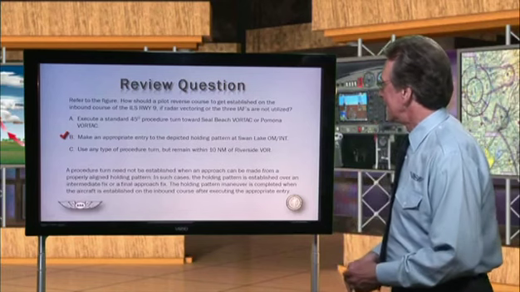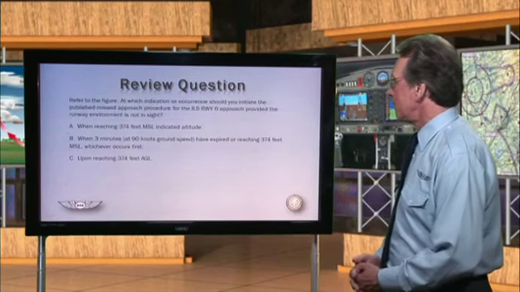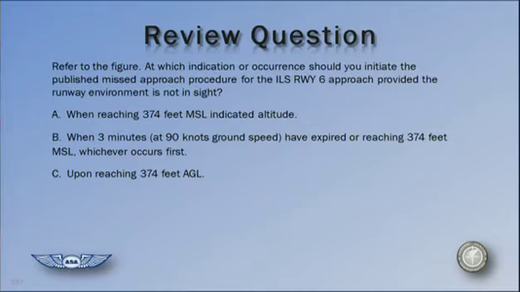All right, moving along to yet another question. Again, referring to some figures. At which indication or occurrence should you initiate the published missed approach procedure for the ILS Runway 6 approach, provided the runway environment is not in sight? Which of these is true?